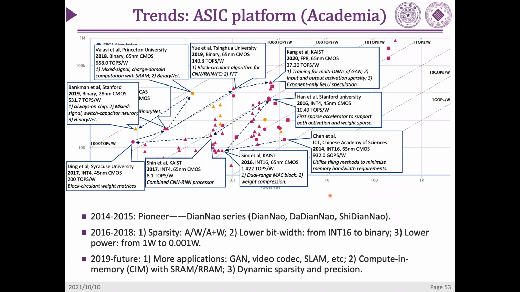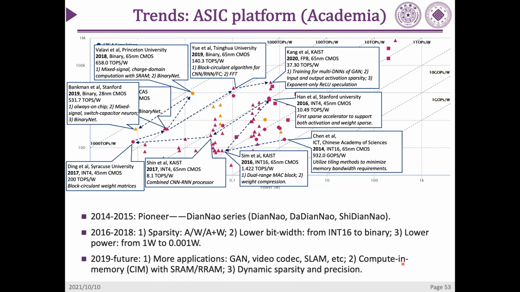And for the ASIC platform in academia, we can see the pioneer is the DNN series. After 2016, people are trying to look at sparsity, low bit widths, and lower power, from 1 watt to 0.001 watt. And from 2019, there are more applications, such as scan, video, SLAM, etc.